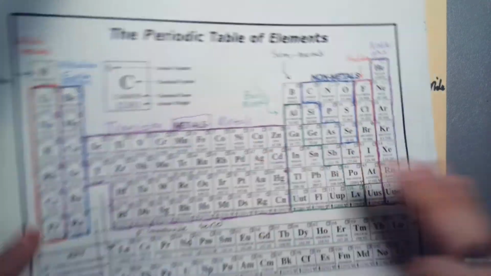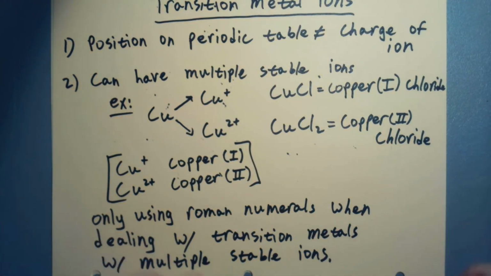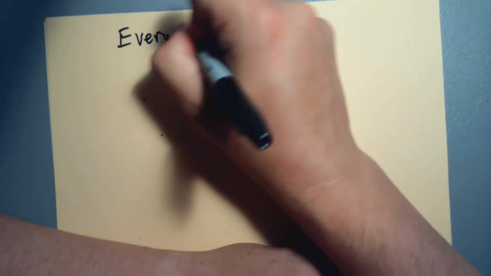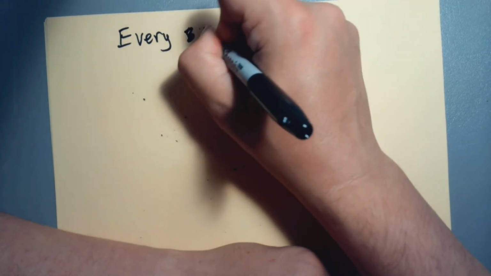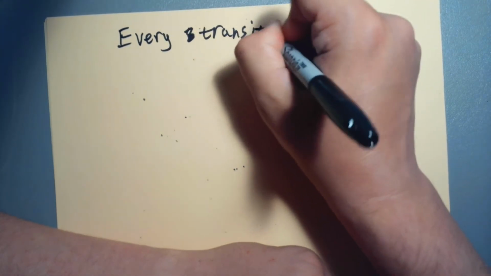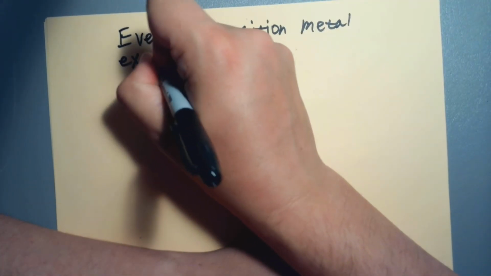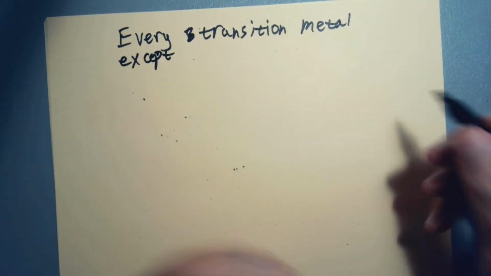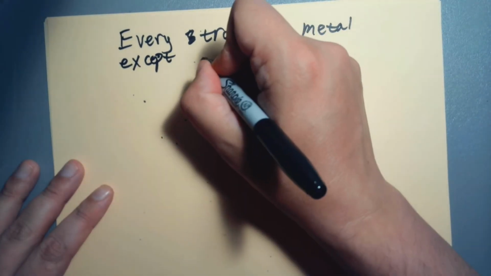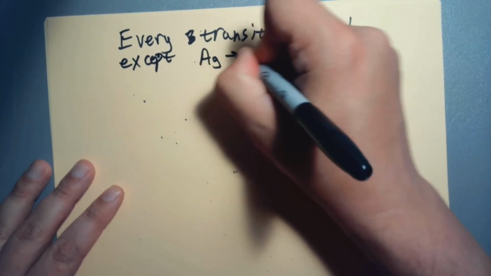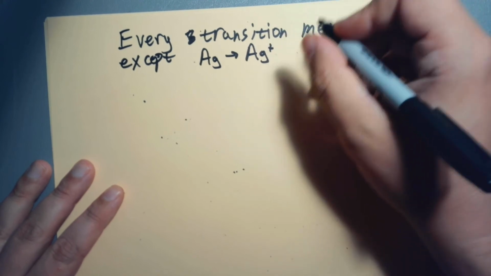So how do you know? How do you know to use the Roman numerals? Well, what this means is that you use them with every transition metal except for a couple. And I'll tell you which ones here in a second. Now there's actually a couple others, but I don't expect you to know them all. So we are going to have silver, and that's because it only becomes silver +1. So you just have to remember this.